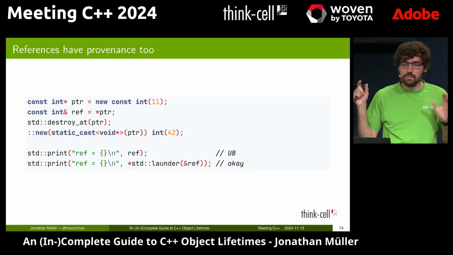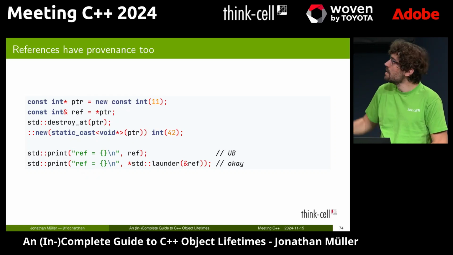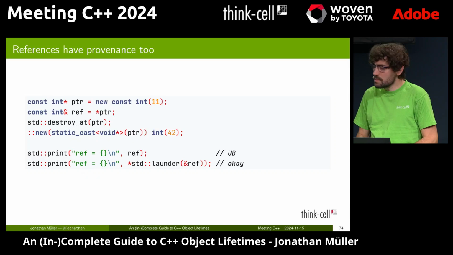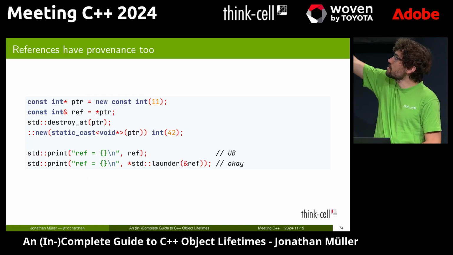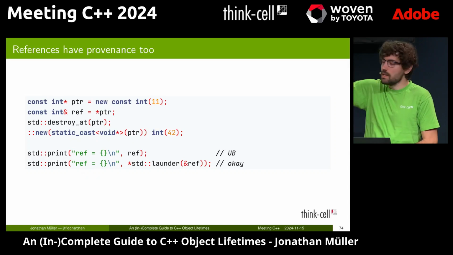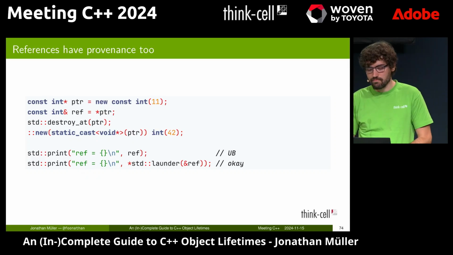And it's not just pointers that have provenance, references have provenances too. So when we do the code with the reference, this is undefined behavior, because the reference now has the wrong provenance, but when we launder the address and dereference it, we get a pointer with the correct provenance, so this is fine.